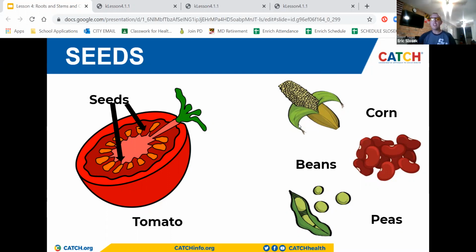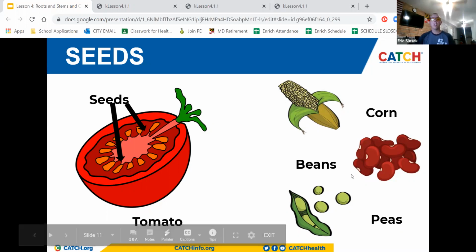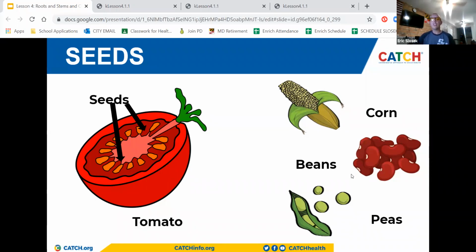Have you ever eaten pinto beans or red beans or black-eyed peas, maybe like in a chili? Beans, okay, and peas are also seeds of their plants. Okay, so we've learned about 6 parts of a plant that can be eaten.